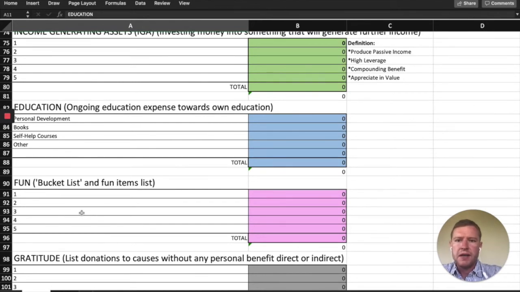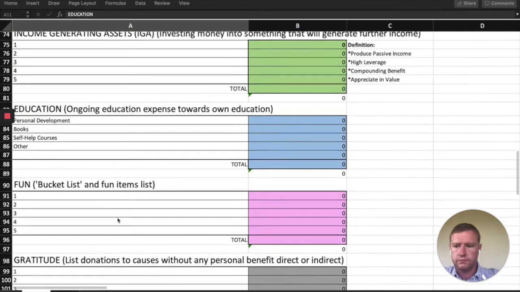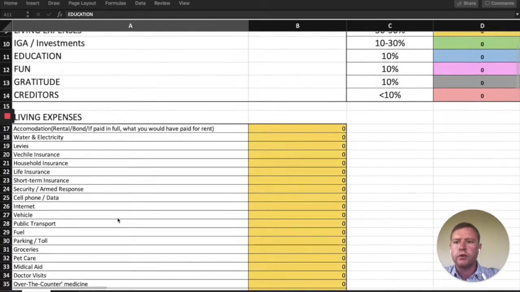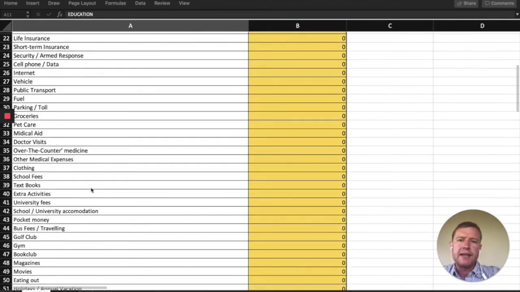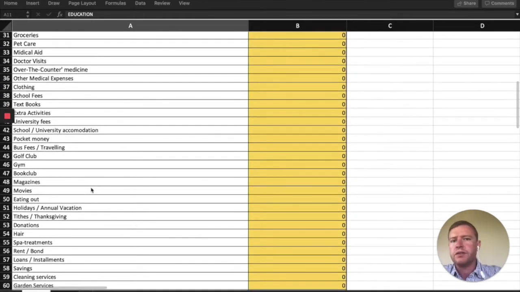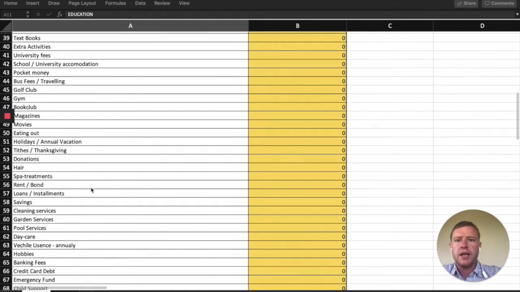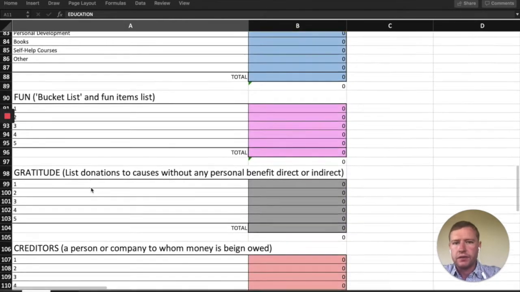What money are you spending on a monthly basis on doing fun things, doing exciting things, things that you really enjoy, all of that. Next one will be your gratitude. Now gratitude is not necessarily your church fees. This is giving away money that has got no benefit to you. Giving away money to an organization where it feeds children, but you don't get any credit for it, and there's also no tax benefit for you.